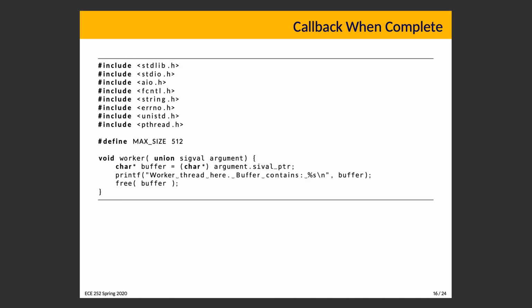Right, so at this point, the definition of the worker thread is fairly straightforward. We cast the type here, so it's a char star. Then the worker thread says it's here, prints to the console what the buffer contains, and then we can deallocate the buffer.